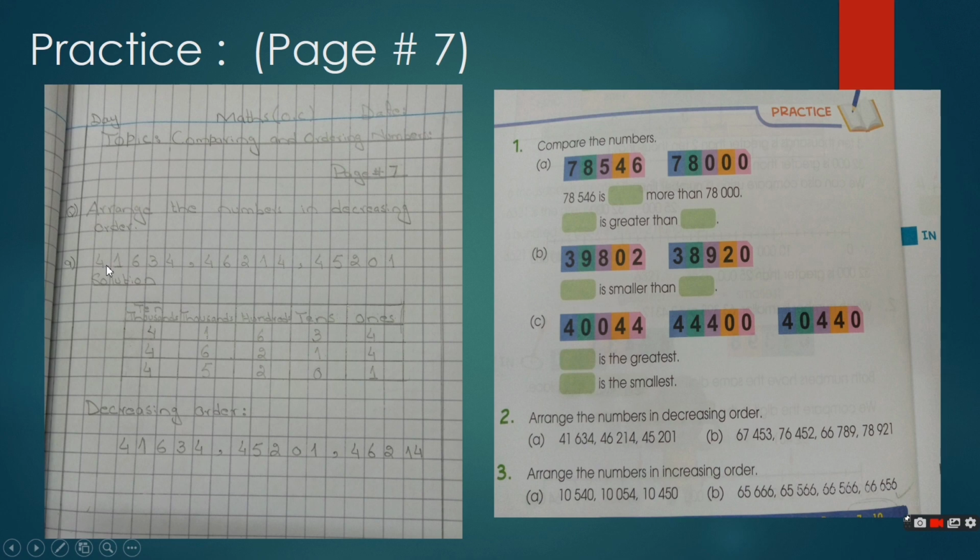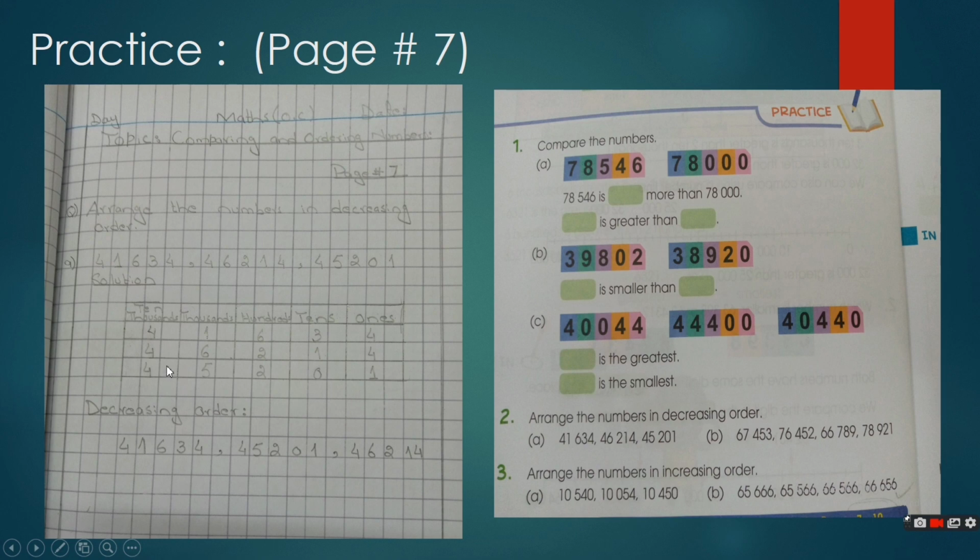Part A is 41,634, another number is 46,214, and the third one is 45,201. Solution: first we will draw this place value chart for ourselves, and then we will write these numbers in the place value chart. Okay, in this question we have to arrange these numbers in the decreasing order.